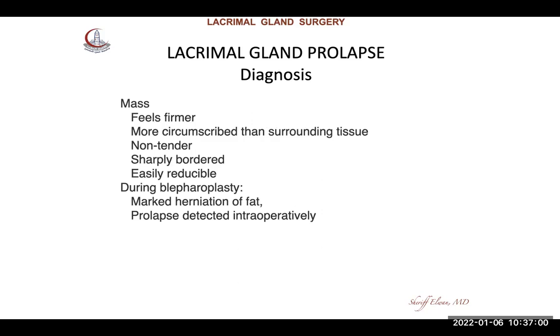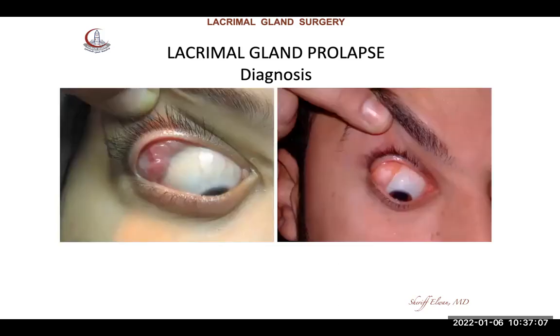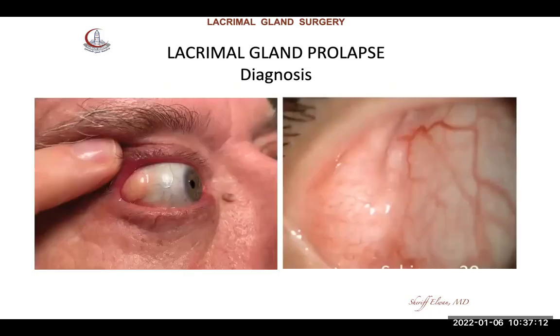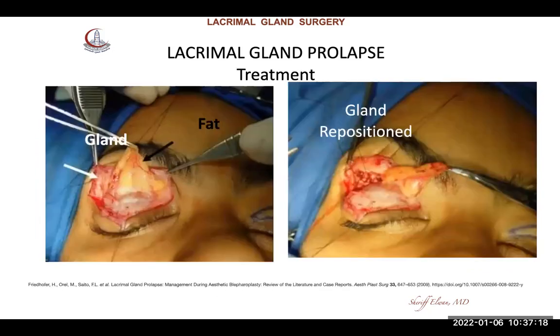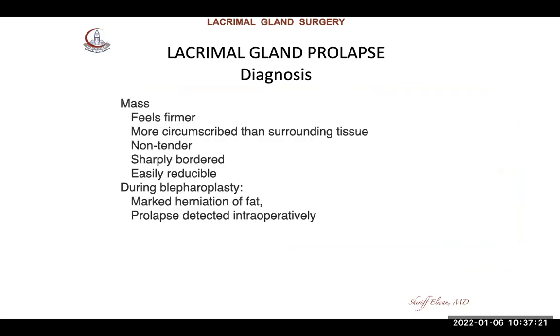How to diagnose a case of lacrimal gland prolapse? It is a mass. Here's the mass seen on the lateral side of the superior fornix, a mass proven by histology to be a normal lacrimal gland, okay? This mass feels firm. It's more circumscribed than the surrounding tissue. It's not tender, it's sharply bordered and easily reducible.